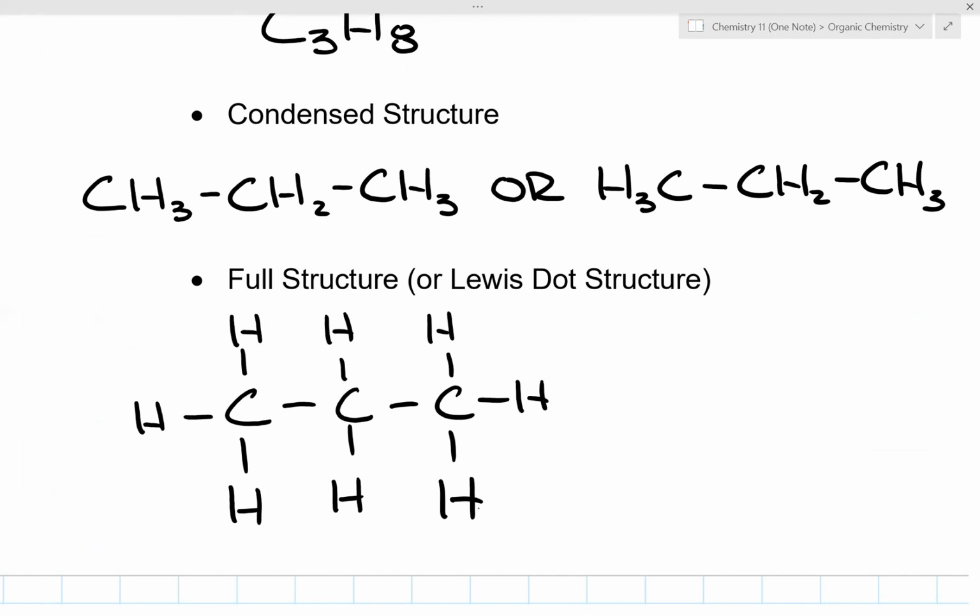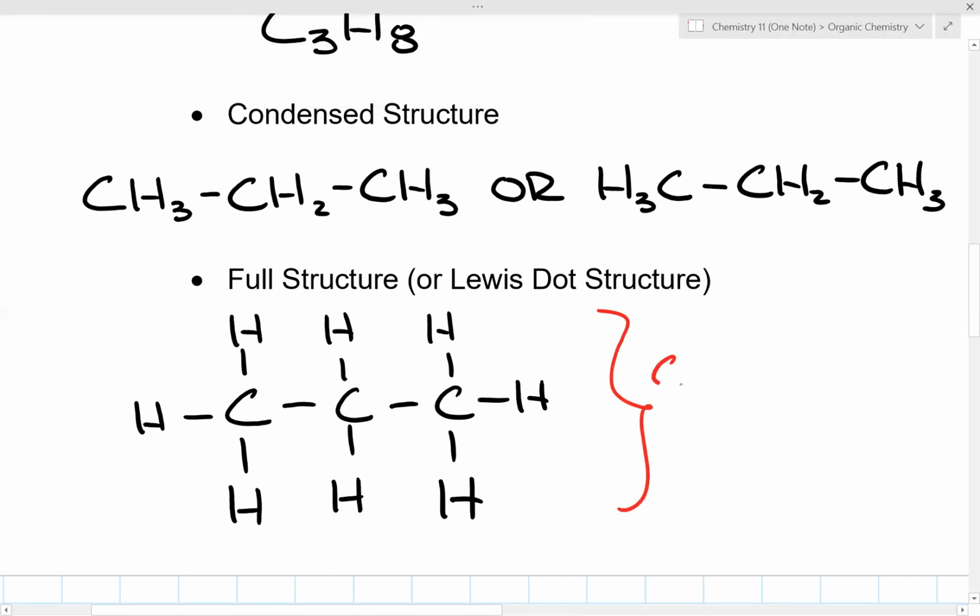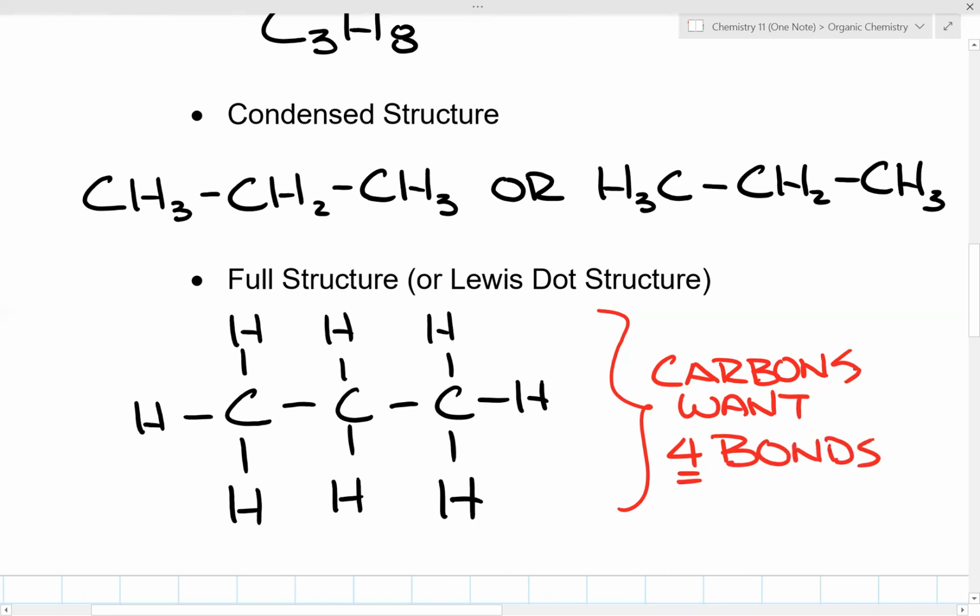This one, the middle one, why are there 2 hydrogens? Because for this carbon, there's 1 bond, there's another bond, so to fill it in, hydrogen. Same thing. Carbons want 4 bonds. So it always wants 4 bonds. Okay.